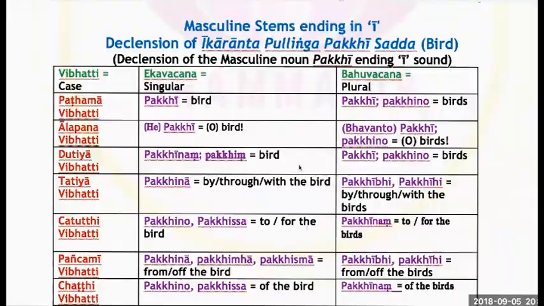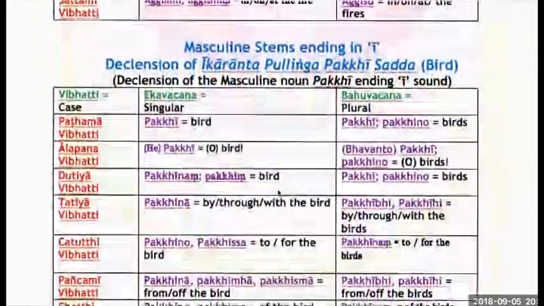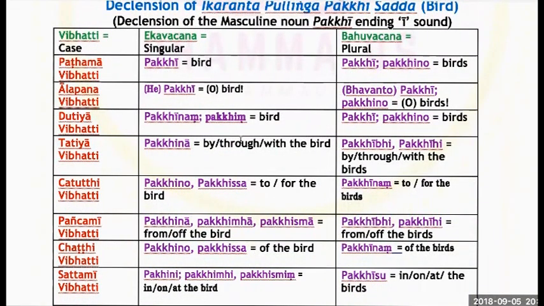So this is the comparison between aggisadda and pakkisadda. They are two different versions, and you need to know the slight variations when we learn ikaranta sadda. Pakki means bird. Pathama vibhatti ekavachana: pakki, bird. Bahuvachana: pakki, pakkino, birds. Alapana ekavachana: he pakki, O bird. Bahuvachana: bhavanto pakki, pakkino, O birds. Dutiya ekavachana: pakkinang, pakking, bird. Bahuvachana: pakki, pakkino, birds.